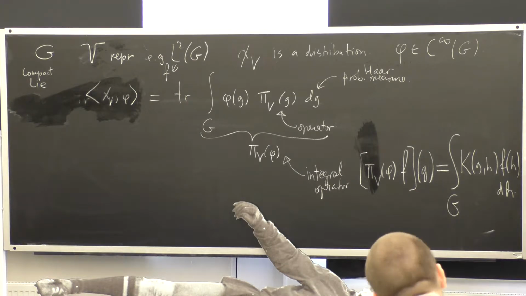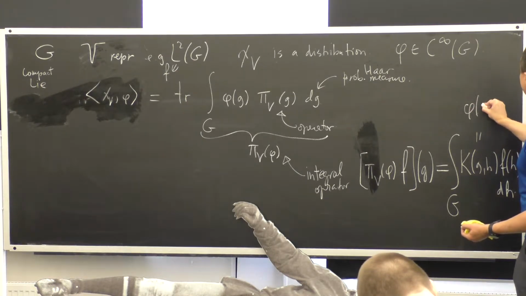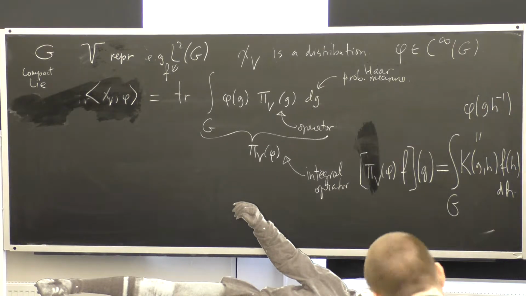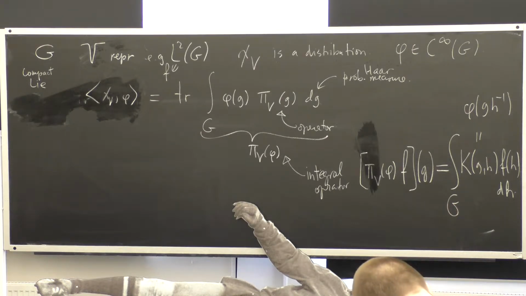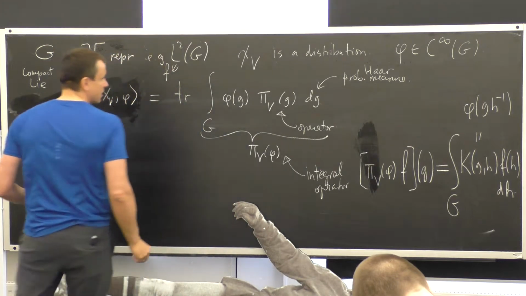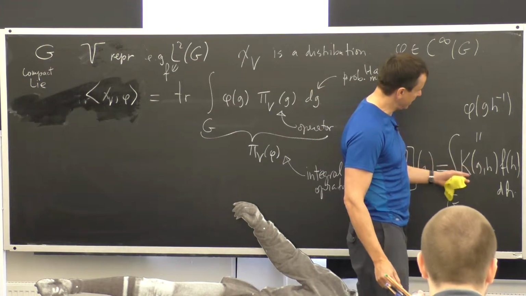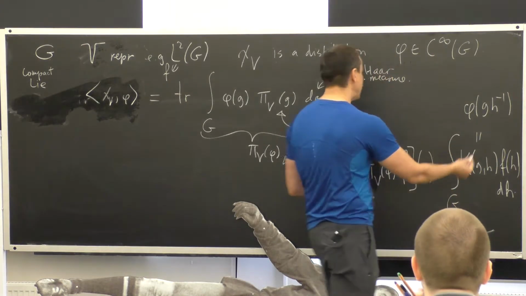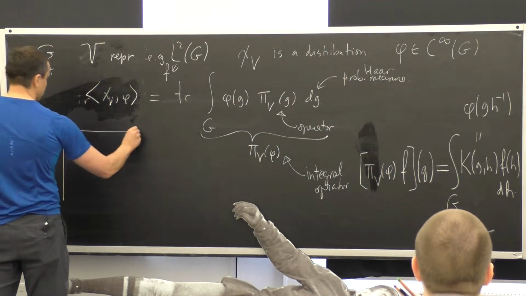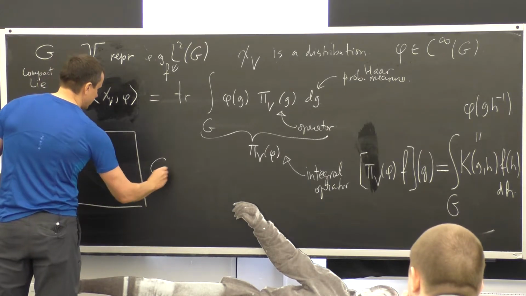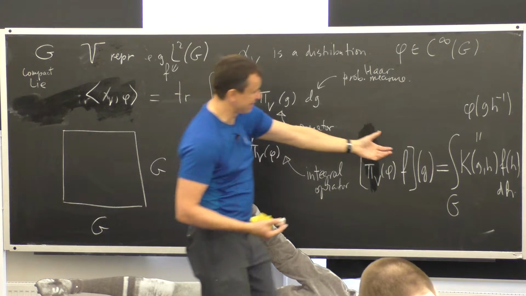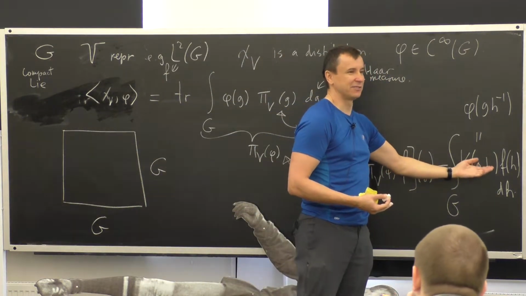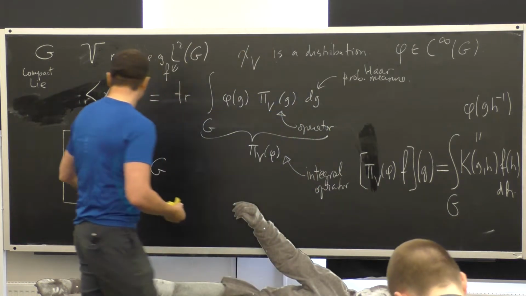And what is this kernel? The kernel is just phi of g h inverse. This is how this operator acts in the regular representation. And what does a kernel mean? A kernel is like an infinite dimensional analog of a matrix. It's a function on the product of G with itself. If G is finite, which is a particular case of compact, then this is like a matrix of size G times G. Otherwise, it's a function on G cross G.